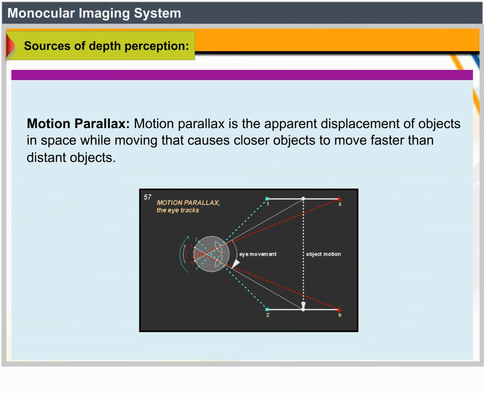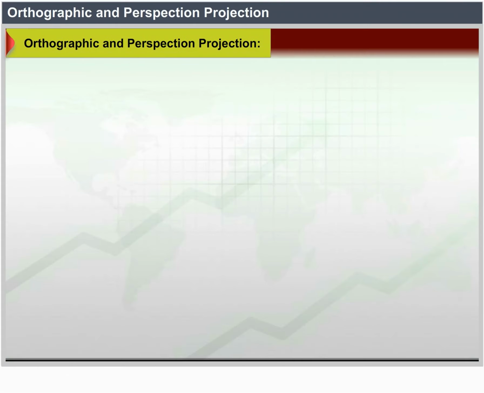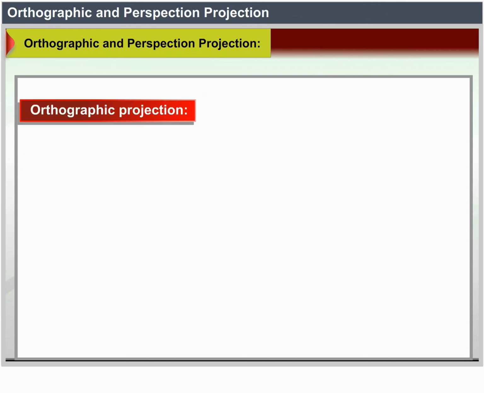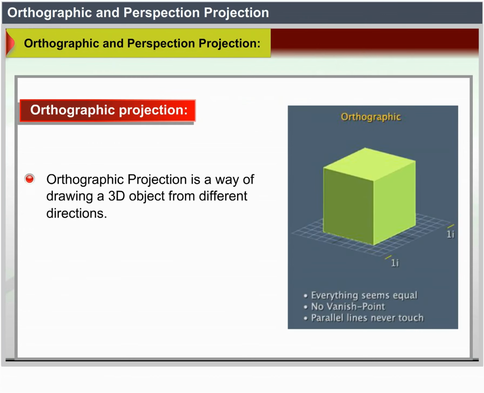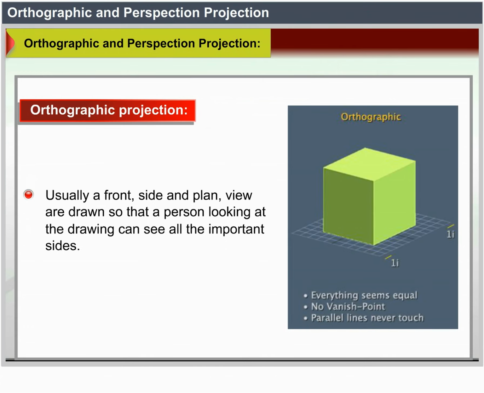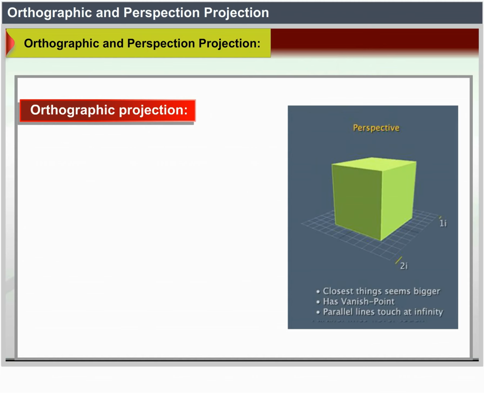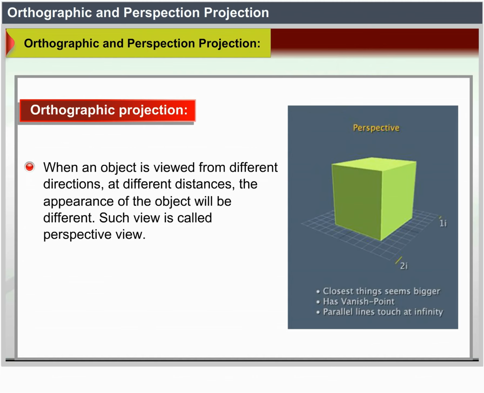Orthographic and perspective projection. Orthographic projection is a way of drawing a 3D object from different directions. Usually a front, side, and plan view are drawn so that a person looking at the drawing can see all the important sides. Perspective projection. When an object is viewed from different directions and at different distances, the appearance of the object will be different. Such a view is called a perspective view. It is very important for commercial purposes.